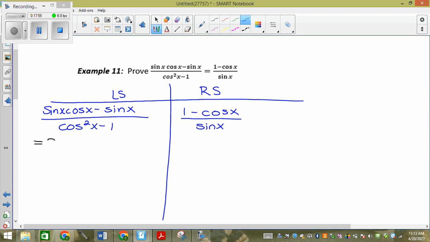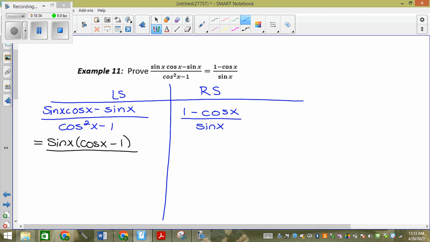On the left side, I can take a sine x out. If you're trying to solve it yourself, go ahead. I take a sine x out, I'm left with cos x minus 1. What is the denominator? There's so many things we could do. We could go cos x plus 1, cos x minus 1. We could go a sine squared of some sort, but you have to watch yourself.